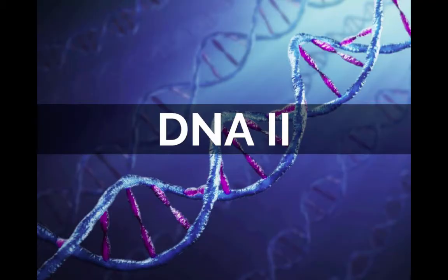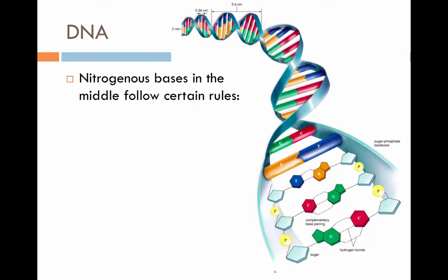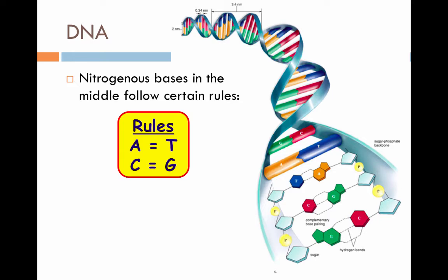Now let's get a little more detailed with the structure of DNA. The nitrogenous bases, which are found on the inside of the DNA molecule, have special rules to follow. They can't just be put in any random position in the DNA. The rules are that the adenine on one side of the DNA always bonds to the thymine on the other side of the DNA.